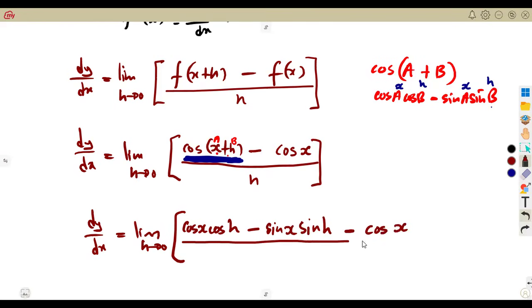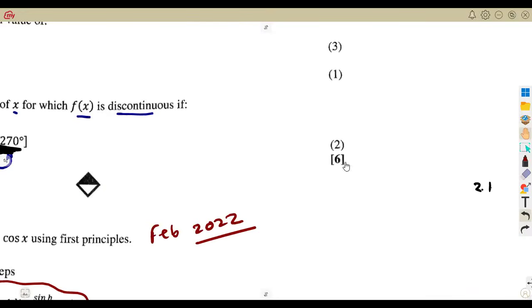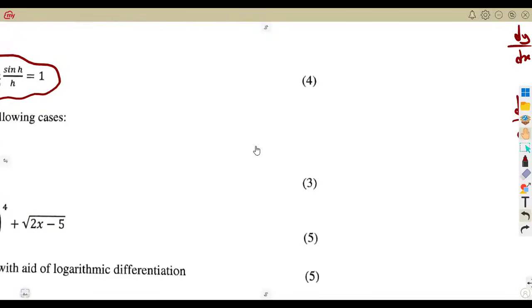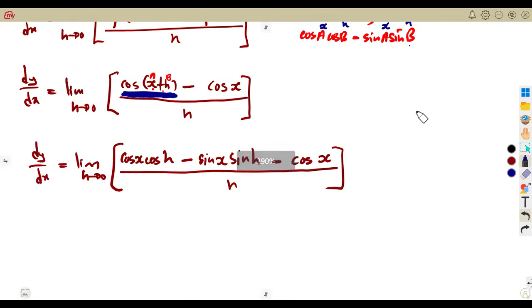Minus cos x as it is, everything over h. Now, looking into this, we are supposed to consider those limits, because this is what they want us to use from the hint. They gave us that the limit of (cos h minus 1) over h as h approaches 0 is supposed to give us 0. Remember that. So we are supposed to target that in our question. How can we obtain this (cos h minus 1) over h, because its limit as h approaches 0 is going to give us 0?